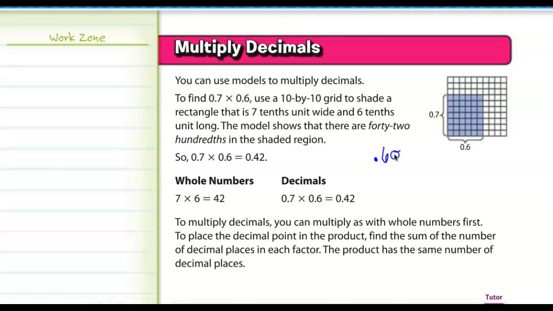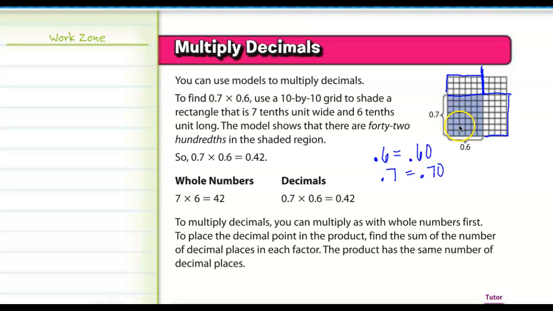6/10 is equivalent to 60 hundredths. So we have 10, 20, 30, 40, 50, 60. So the reality is 60 hundredths would include this area up here. And 7/10, the same thing. 7/10 is the same as 70 hundredths. 10, 20, 30, 40, 50, 60, 70. 70 hundredths actually includes this little area over here as well.